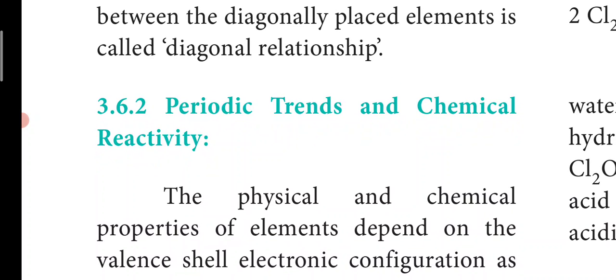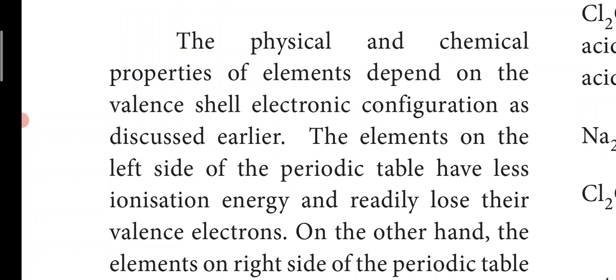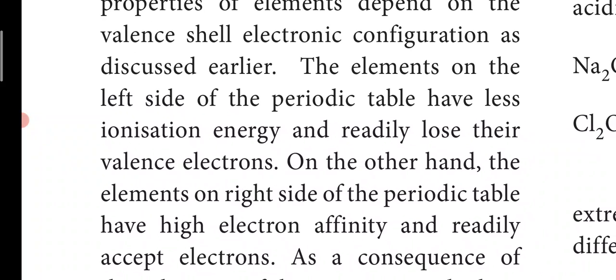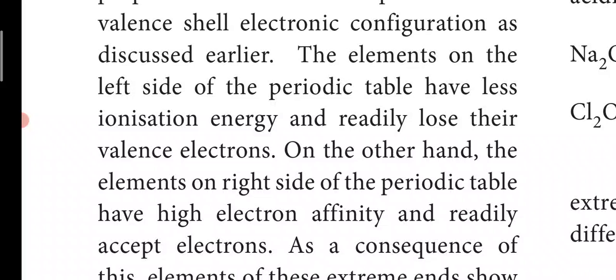Now moving on to the periodic trends and chemical reactivity. The physical and chemical properties of elements depend on the valence shell electronic configuration, as discussed earlier. The elements on the left side of the periodic table have less ionization energy. So looking at periodic trend and chemical reactivity, first ionization energy on the left side of the periodic table is less, because size increases from the left side to the right side. So on the left side the size is a bit bigger, therefore the ionization energy is lower.